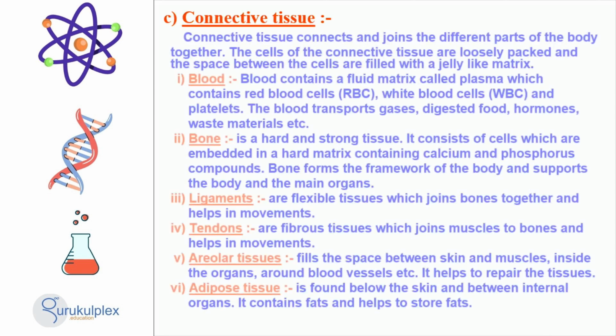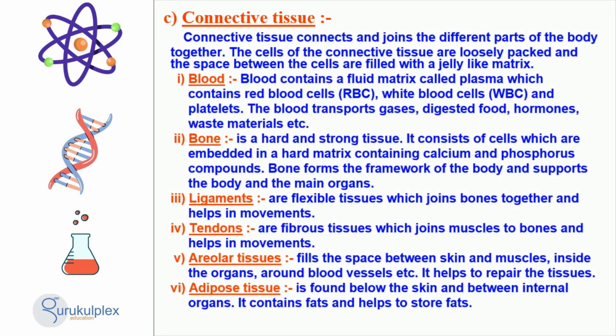Connective tissue plays a vital role in the body, connecting and joining various structures. Its cells are dispersed and the space between them is filled with a gelatinous material. Blood is a specialized type of connective tissue that contains plasma, red and white blood cells, and platelets, all of which enable the movement of different substances throughout the body.